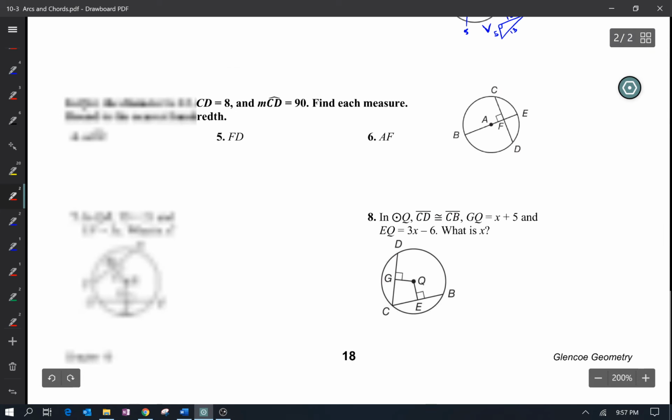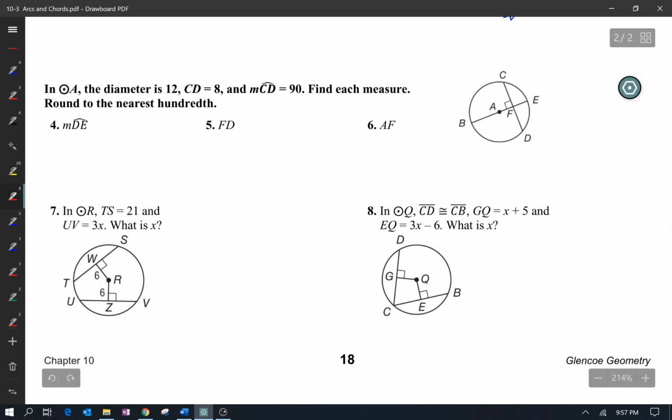All right, let's do another one. What do we know? CD is 8. Notice this is a diameter and it bisects it. So I now know that CF is 8 and FD is 8.